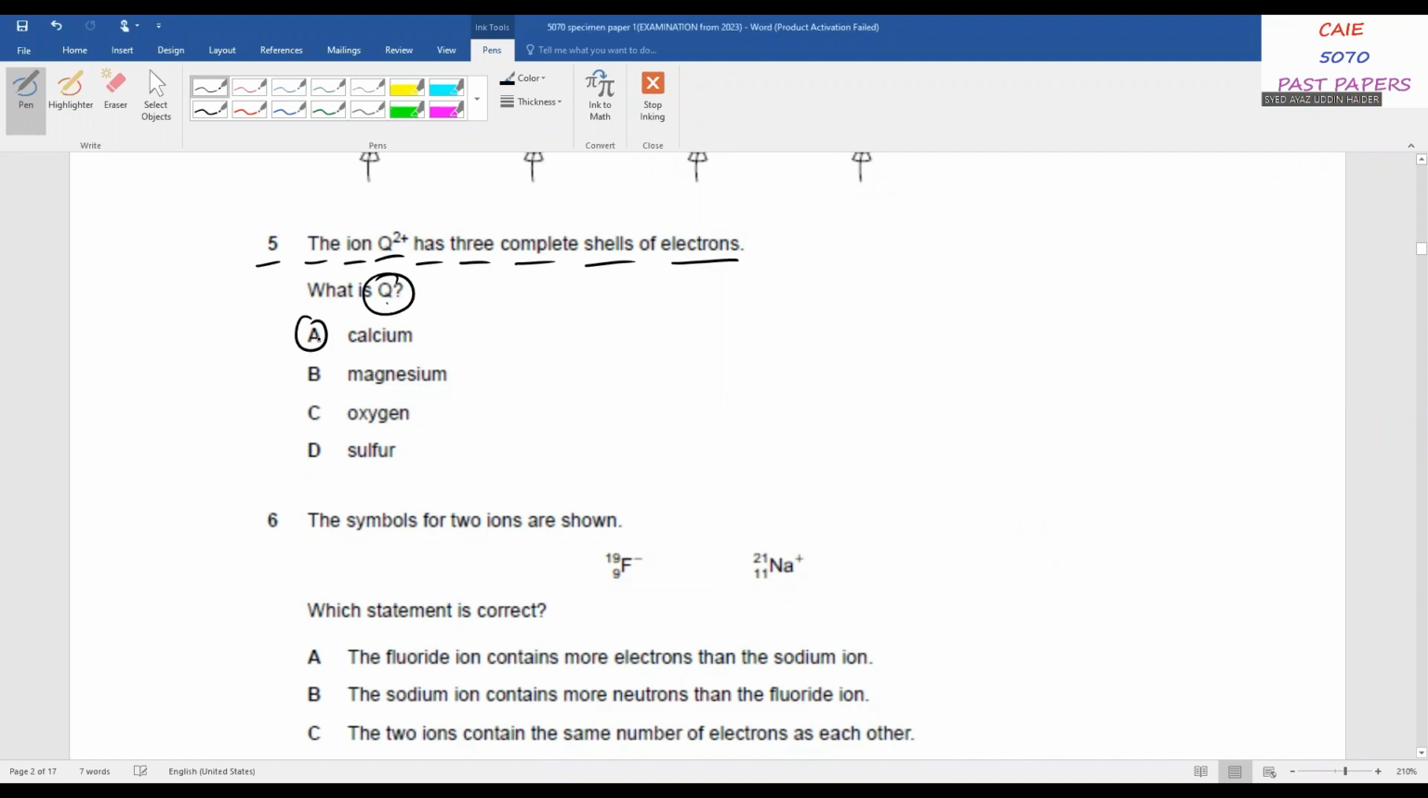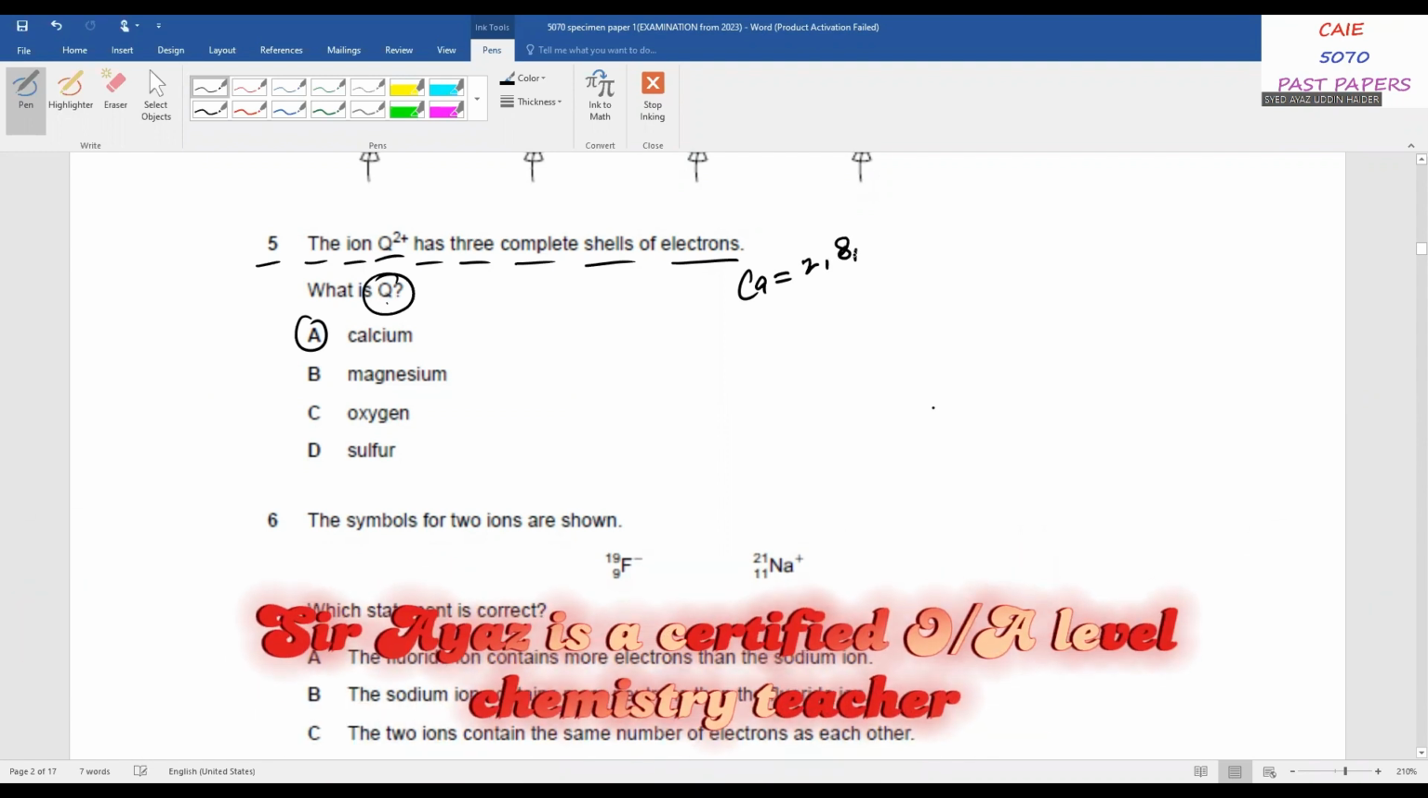I'm showing you the working for both magnesium and calcium. This is the electronic configuration of calcium. Its proton number is 20. So the number of electrons will be 20, 2, 8, 8, 2. So after losing 2 electrons, that is forming the Ca2+ ion, it will be left with 2, 8, 8. Magnesium is also present in group 2.